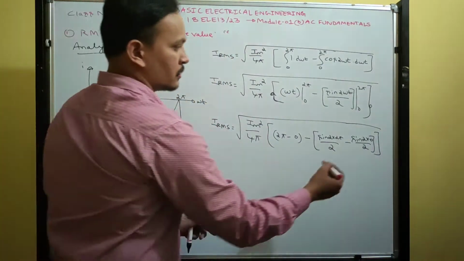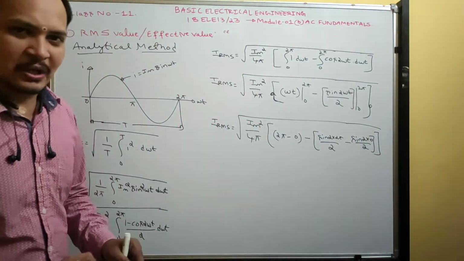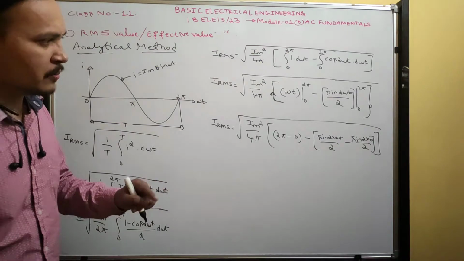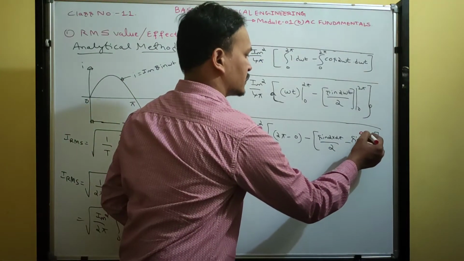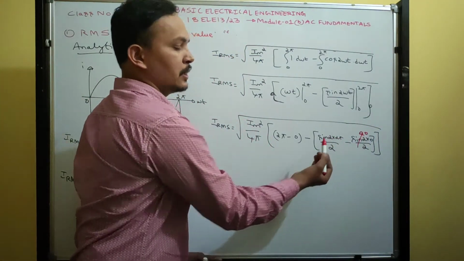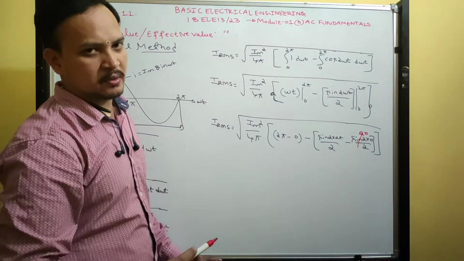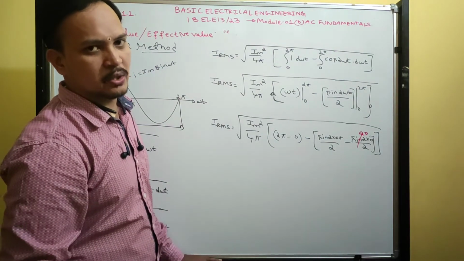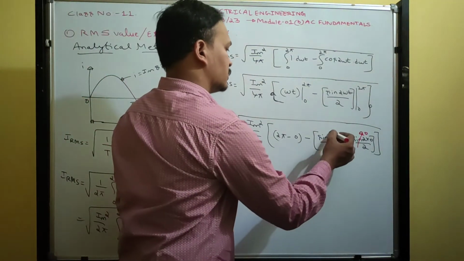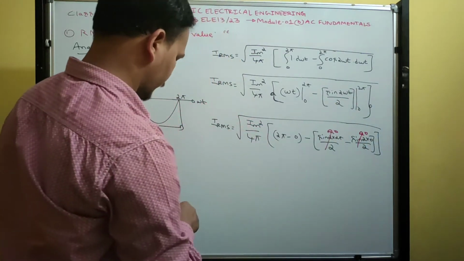Now sin 2 into 0 is how much? 0. Sin 0 is 0. 0 by 2 is 0. This will get cancelled. Now 2 pi into 2, 720. Sin 720 is nothing but sin 0. What is sin 0? 0. 0 by 2 is 0. So that will become 0.